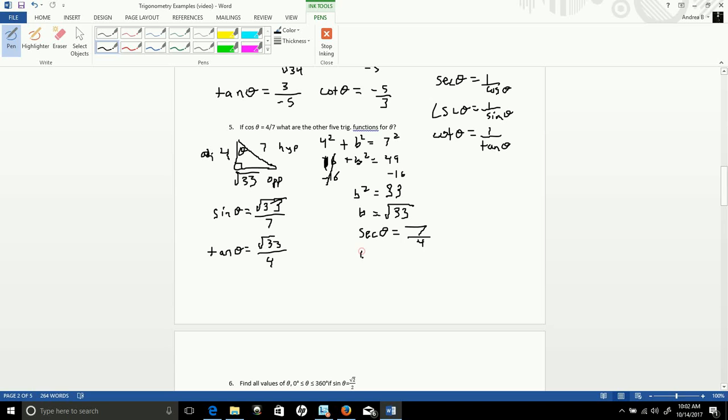And then your cosecant is the reciprocal of sine, so you'd have 7 over the square root of 33 there. And then for your cotangent, remember that is the reciprocal of your tangent. So for that one, we would have then 4 over that square root of 33 there. Let me write that one a little bit better there. It's hard to read in the bottom there. 4 over the square root of 33. That's what that one says.